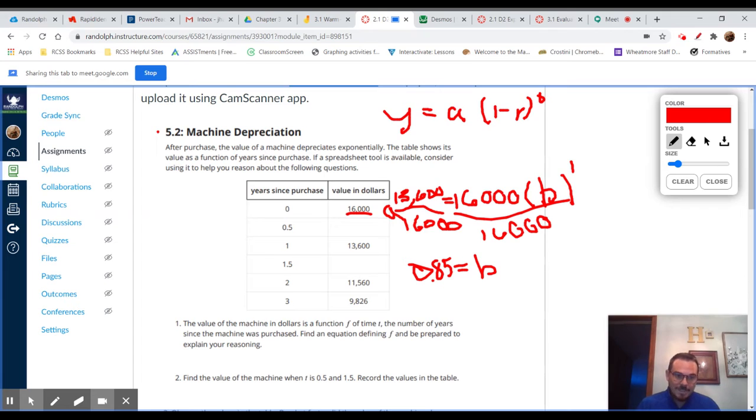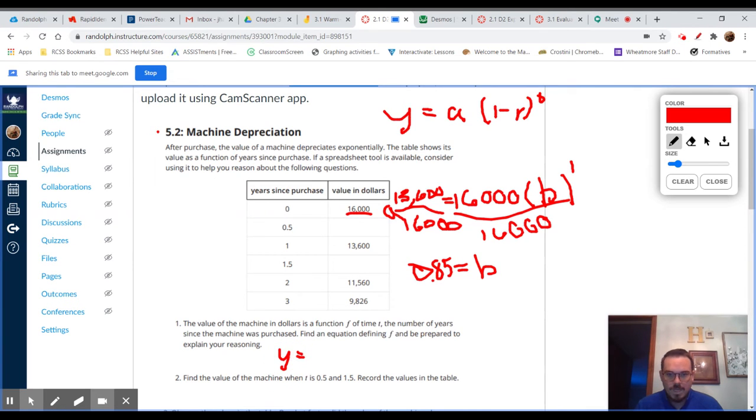What that means is that for every year that we go down, the machine's value is 85% of what it used to be worth. So how can I get to every half year? The first question says that the value of the machine in dollars is a function of time. Find an equation defining f. We already really did that.